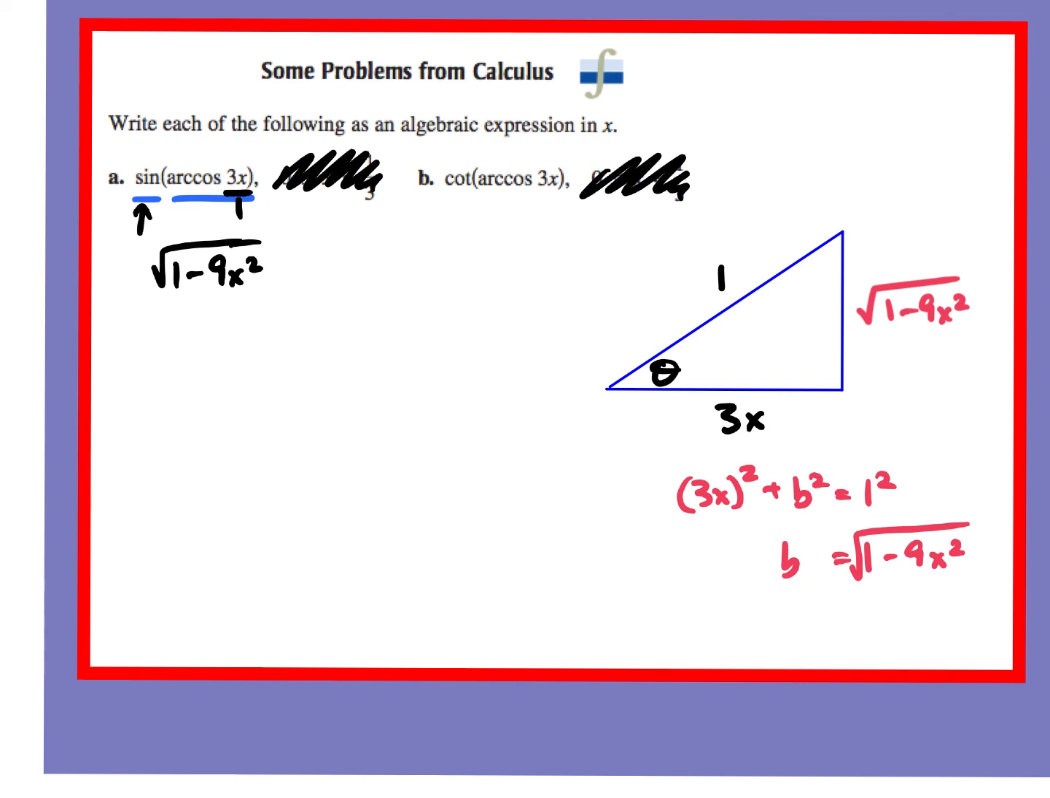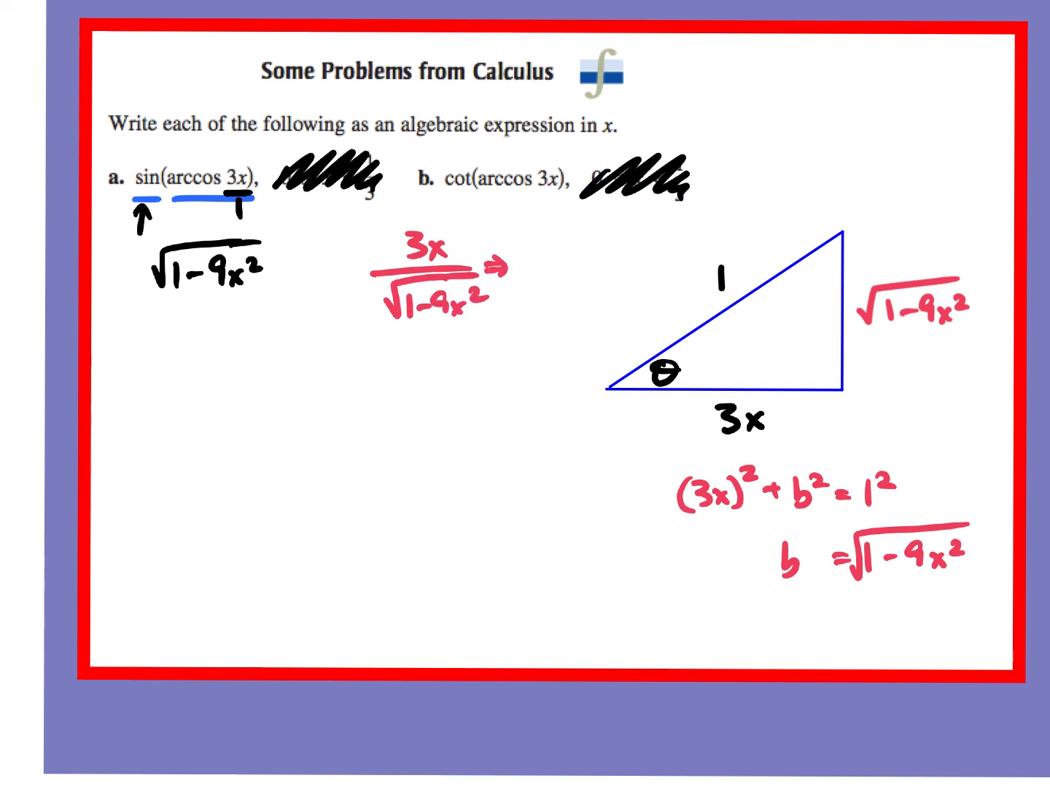So now I have cotangent of arc cosine of 3x. It's the same triangle. So what are we going to do? We're just finding the cotangent of it. All right, so what's the cotangent? So what do we have? 3x over square root of 1 minus 9x squared.